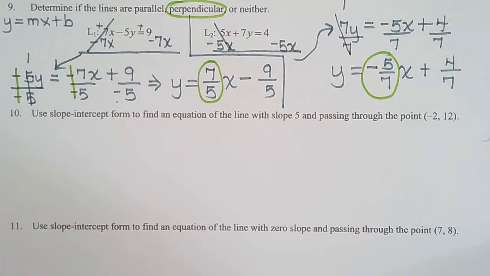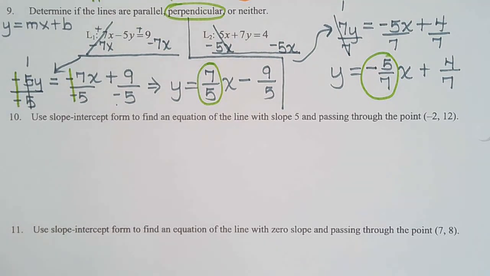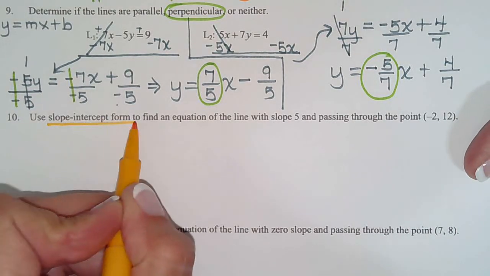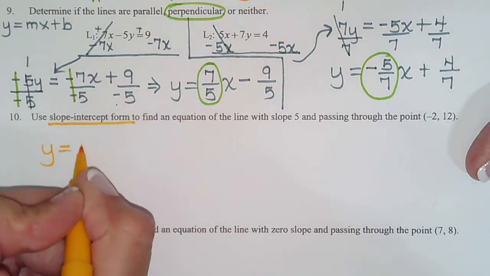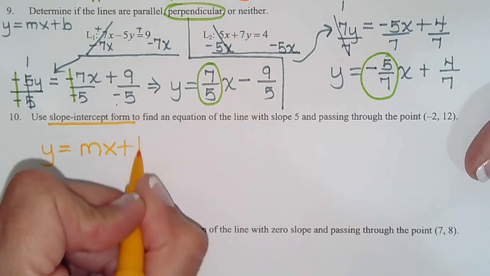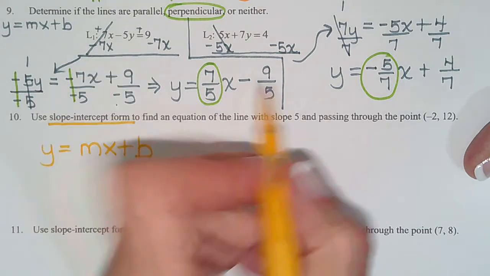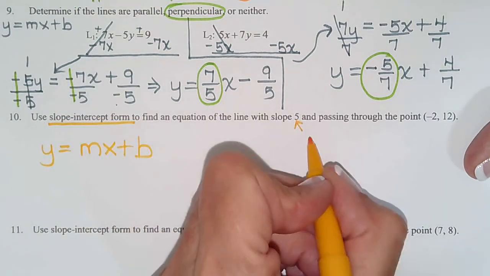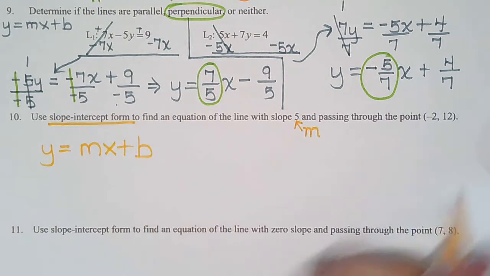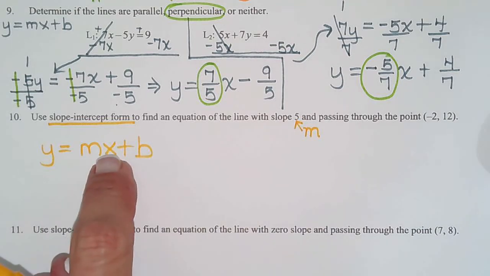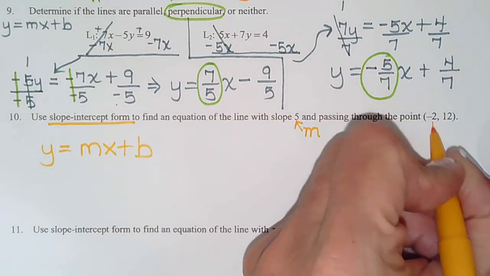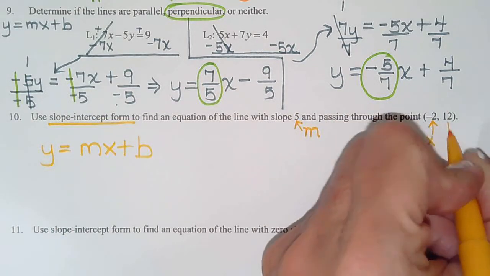Okay, use the slope-intercept form to find an equation of the line with slope 5 passing through negative 2, 12. So the first thing I notice when I see that is, oh, slope-intercept form. So let's write it out. y equals mx plus b, to keep our eye on the prize. One thing at a time. We need to put this in for the slope, so that would be m, and then this would be our x and our y, right?